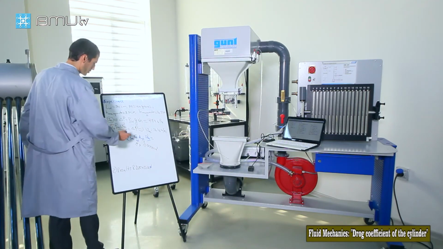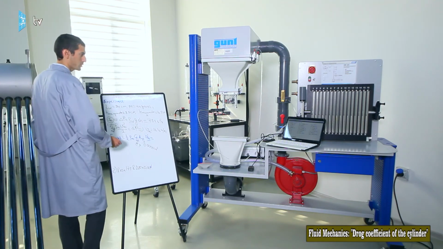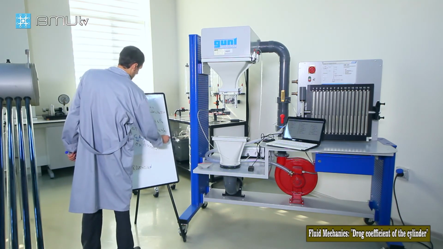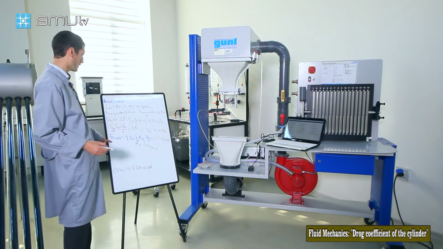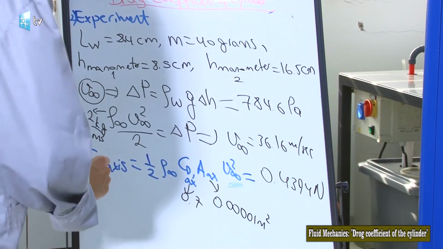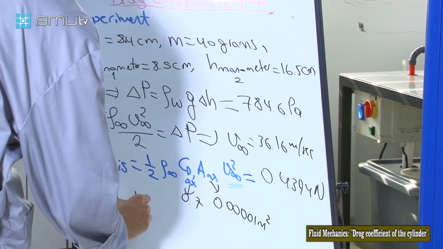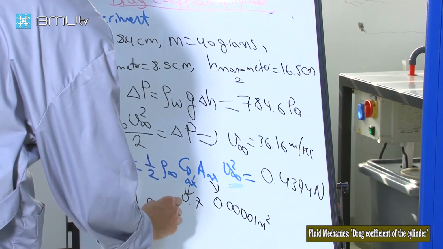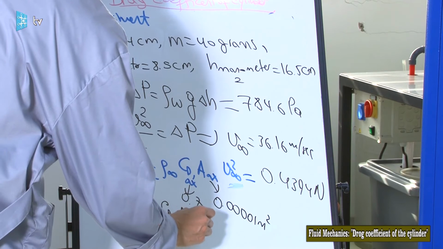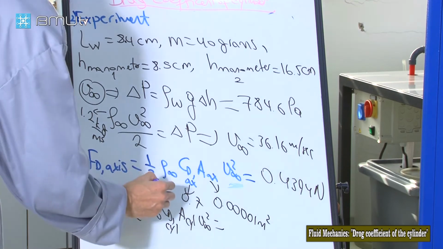Yes. So I know the area of the axis, the CD of the axis, rho infinity, and the velocity infinity. If you do this calculation, you will have the FD of the axis as 0.4394 newtons. This is for one axis, but we have 2 axes, therefore you multiply it by 2. And then you will have the FD of the cylinder. For the cylinder FD, you will again have half, rho infinity, the CD of the cylinder, which is unknown, the area of the cylinder, and V infinity squared. I don't know the cylinder CD value, I will find it.